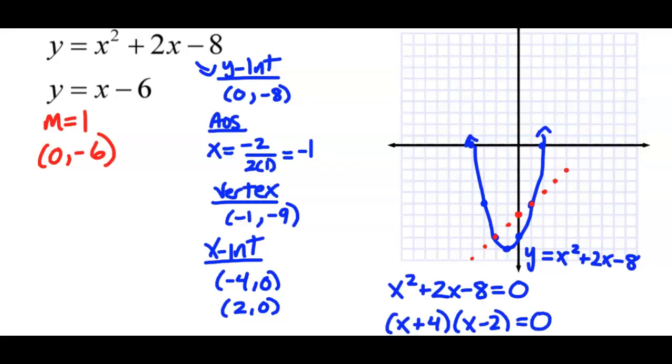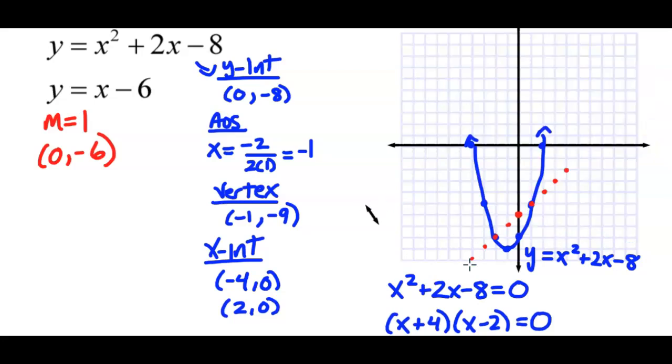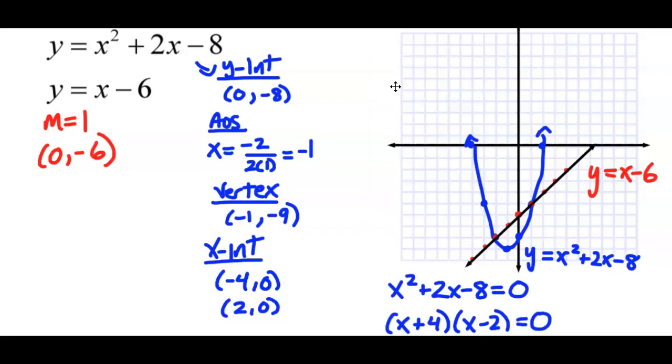Now I'm going to use the line tool. It makes my life a little easier. I need arrows on that line. So there we have the line y equals x minus 6. Let's get rid of this extra line. Okay, so we're looking for the points of intersection.